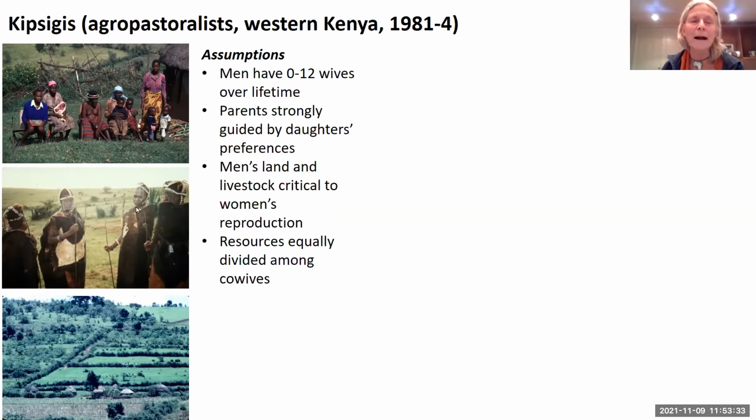Parents do make marriage decisions, but they tend to be guided strongly by their daughter's preferences, although there are sometimes exceptions. Men's land and livestock are absolutely critical to women's survival and reproduction. Once they marry, they become completely dependent on their husbands. And resources are divided equally among co-wives. So here's a classic 3 wives, each with their own hut and their own granary in the middle. The grazing land is split equally, and the maize-growing land is split equally between the 3 wives.